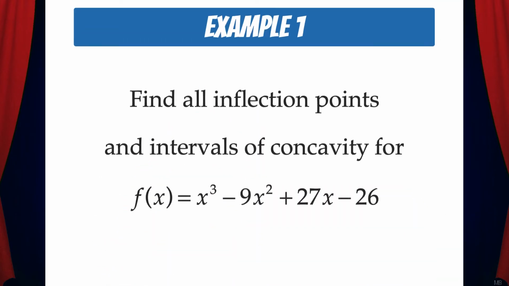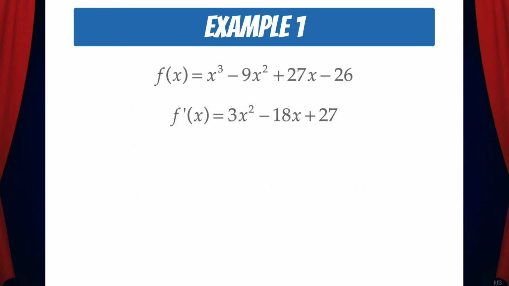Example 1. Find all inflection points and intervals of concavity for f of x equals x cubed minus 9x squared plus 27x minus 26. Let's start by finding the first derivative. f prime of x equals 3x squared minus 18x plus 27. Then we'll find the second derivative, which is 6x minus 18.